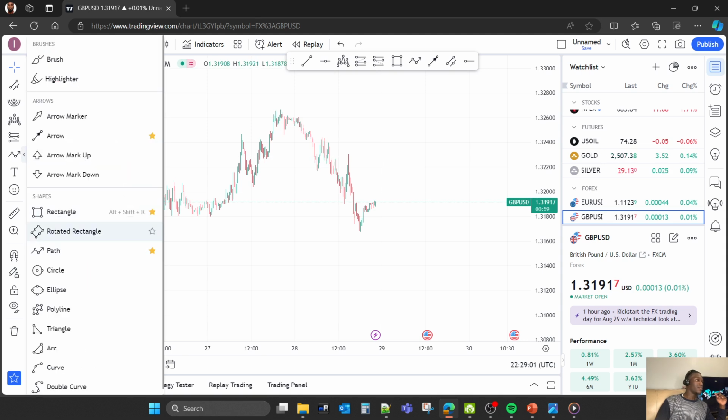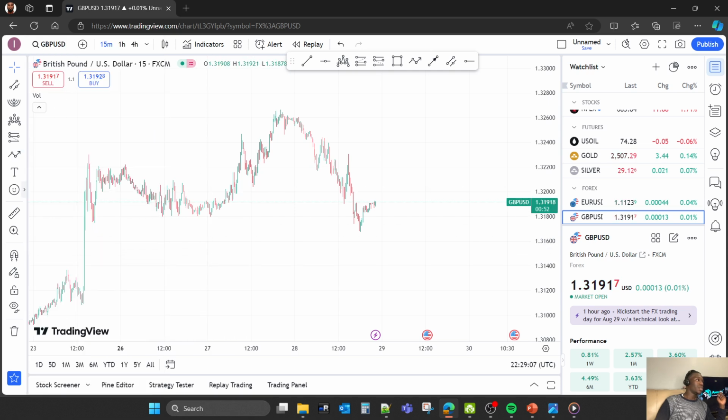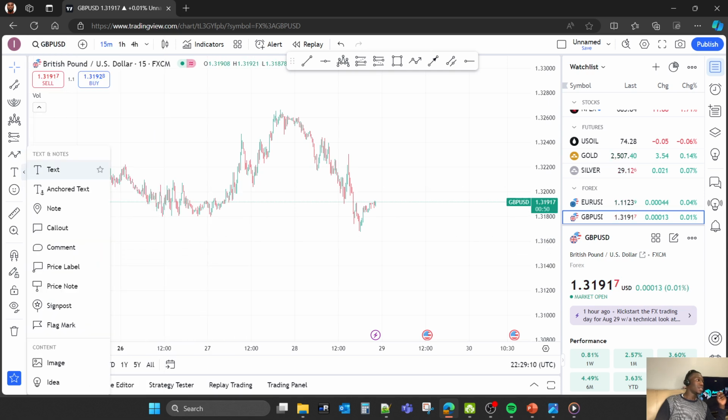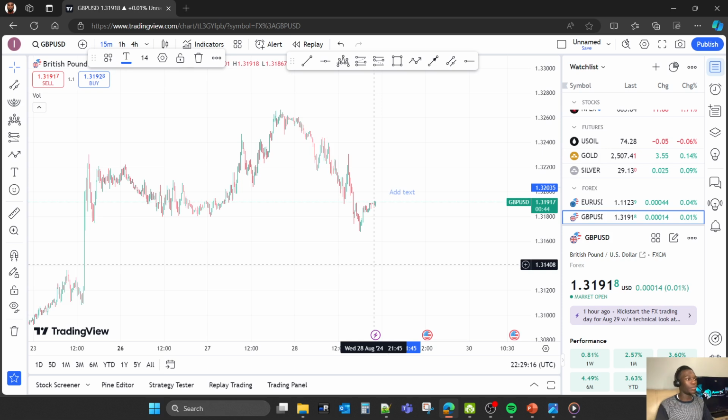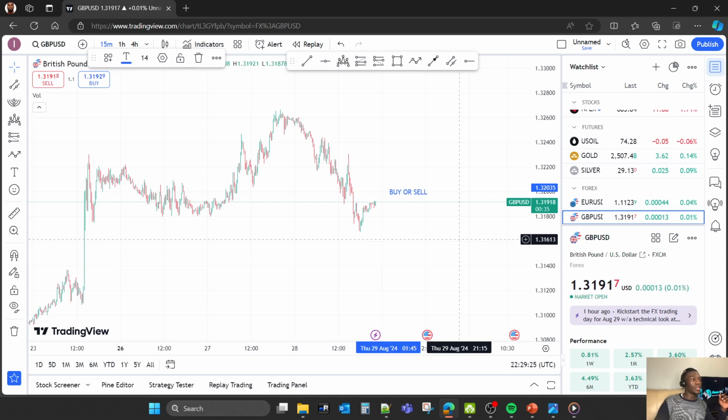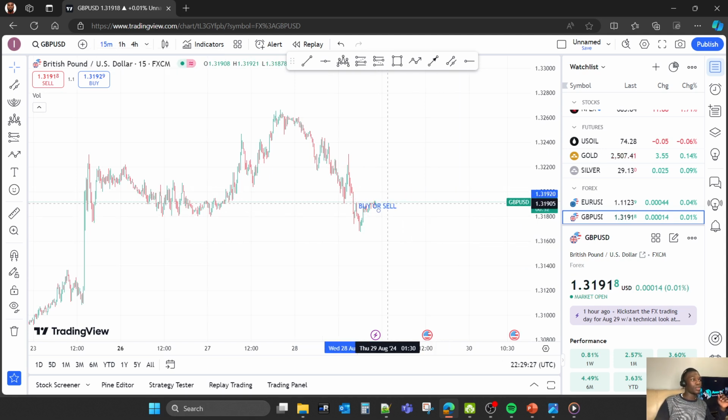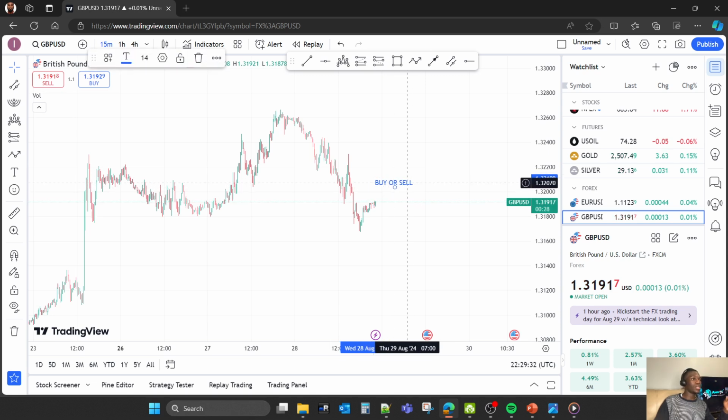Then at the same time, on these brushes I only have 3 that I get to use, which is 1, 2, 3. Then on these text tools, most of the people use text in terms of writing something. Let's say you want to buy at a certain point, you just write down buy or sell, and then done. Then you just put it wherever you want to be buying or selling, or whatever you want to do with it.